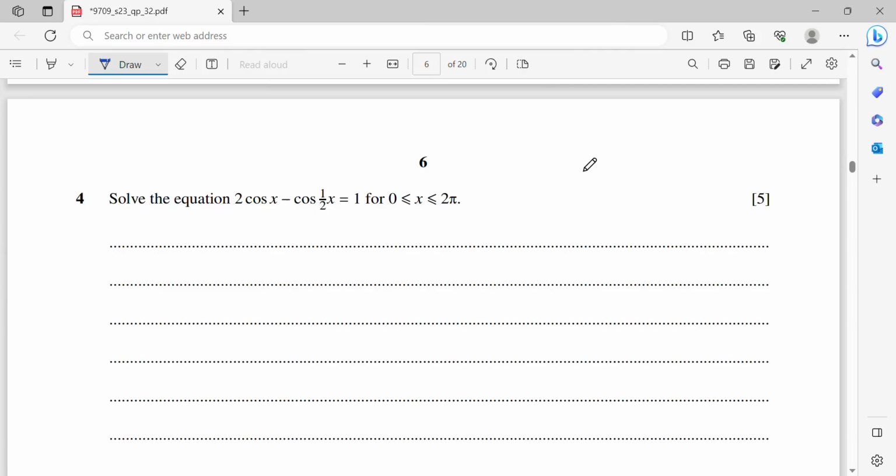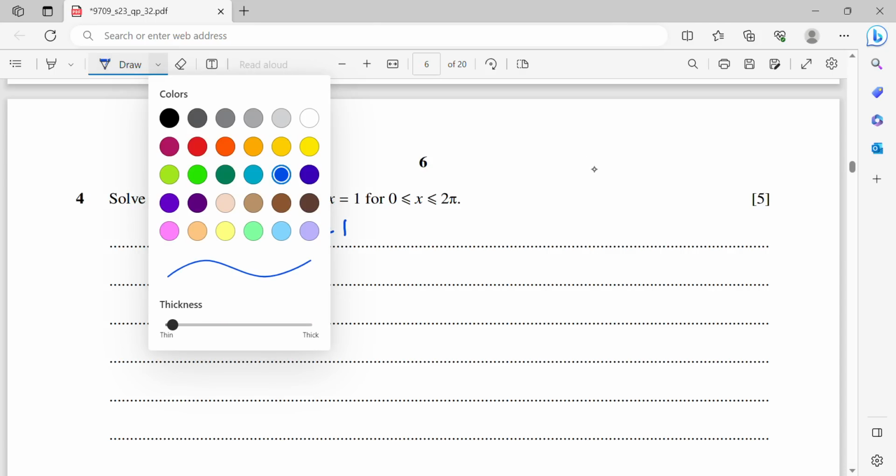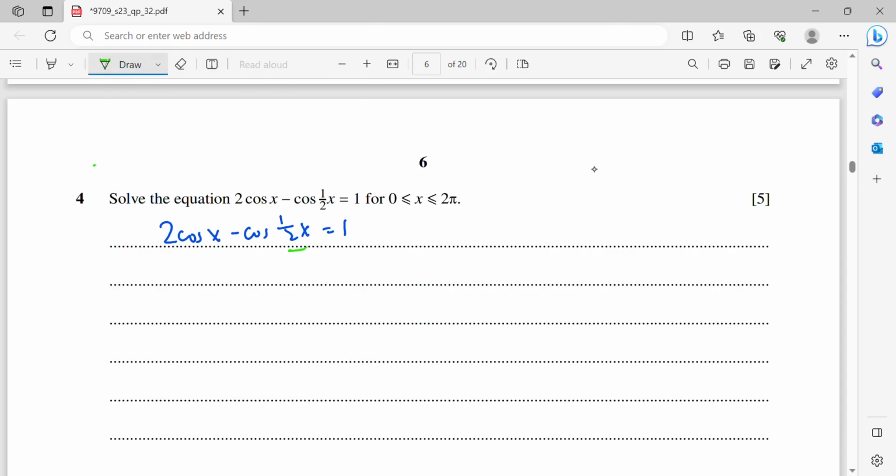Okay, now question number 4. Solve the equation 2 cos x minus cos half x equals 1 for x between 0 and 2 pi. So now 2 cos x minus cos half x equals 1. For your information, we have the half angle here. But this half angle you can just refer to the double angle formula first, then we convert it later on. So cos 2a will be 2 cos square a minus 1.